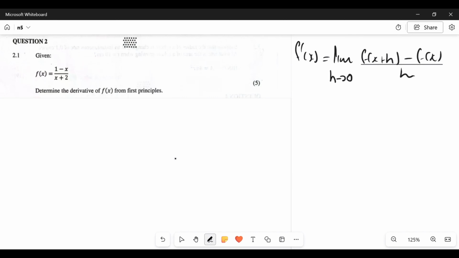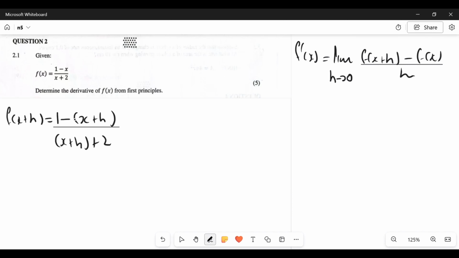Right, let's continue. We already have f of x, which is given to us. Here is our f of x, the question. Now we need to find f of x plus h. Wherever there is x, we're going to substitute with x plus h. So we have 1 minus x, but instead of writing x, in this case, we're going to write x plus h. Divided by x plus 2, but we'll write x plus h plus 2.